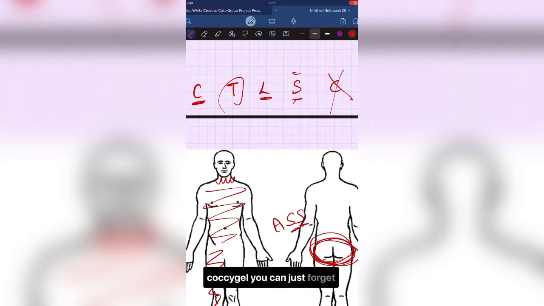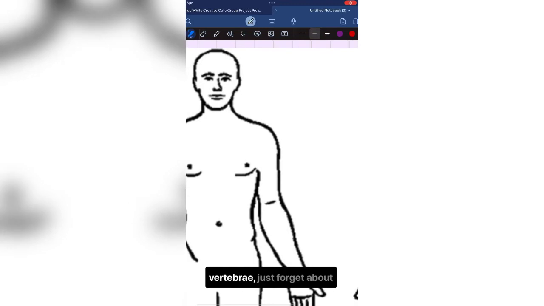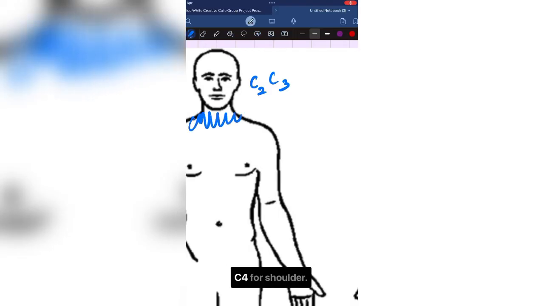And coccygeal, you can just forget it for now, although it does provide to the coccyx, that is nothing but the tailbone. Now moving on to the cervical vertebrae, just forget about C1 because there is no C1. C2, C3 for the head and the face. C4 for shoulder. So "door" and 4 are kind of rhyming.